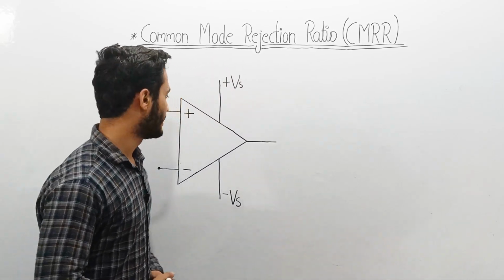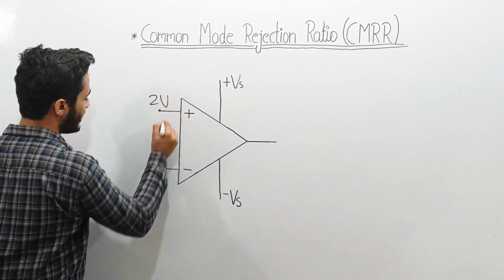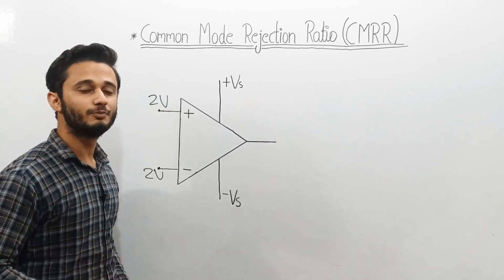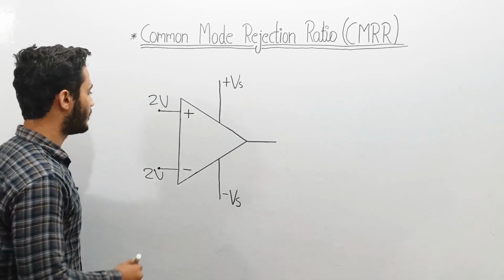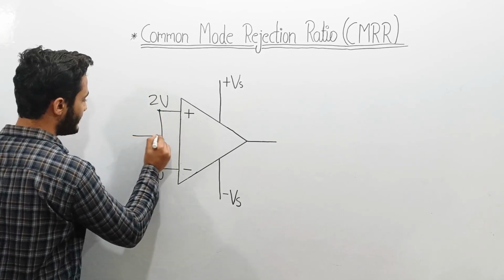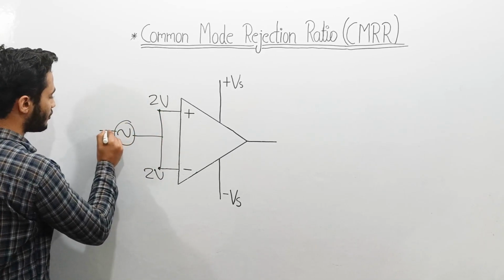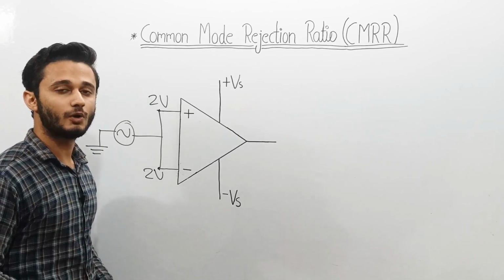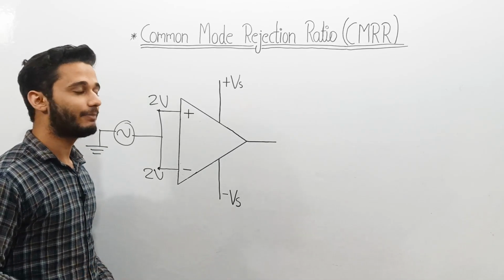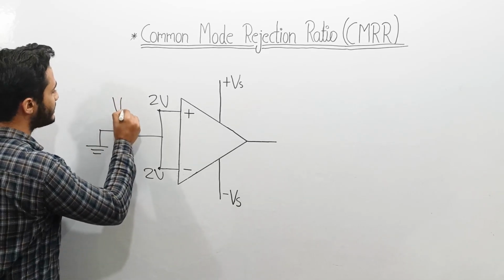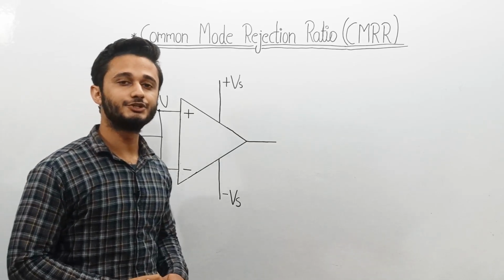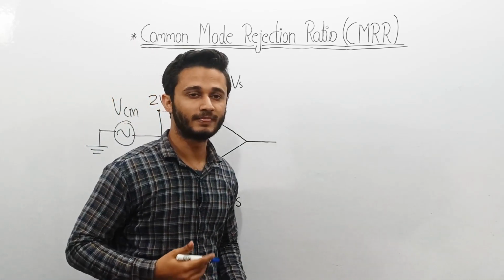For example, if 2 volt is applied at both the input terminals of the op-amp, then the op-amp is said to be in common mode configuration. Or if a common input is applied to both the input terminals of the op-amp, then also the op-amp is said to be in common mode configuration, and the applied input voltage is called VCM. So ideally in this configuration we should get 0 voltage at the output, right?